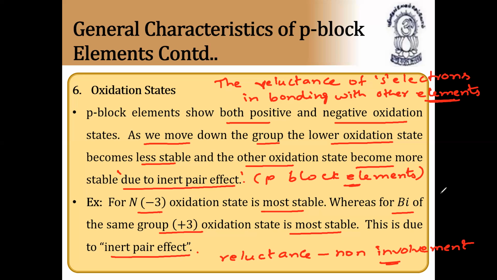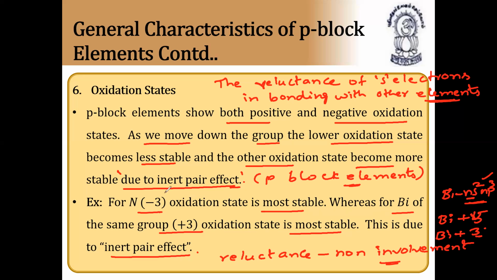For example, you can see bismuth. What is the configuration of bismuth? ns2 np3. It can form +5 also, by losing all the 5 electrons. But bismuth is more stable in +3 because only p electrons are removed, s electrons will not be involved in bonding. Since s electrons are not involved in the bonding, that is called inert pair effect. Due to inert pair effect, for bismuth, instead of the +5 oxidation state, +3 is more stable.